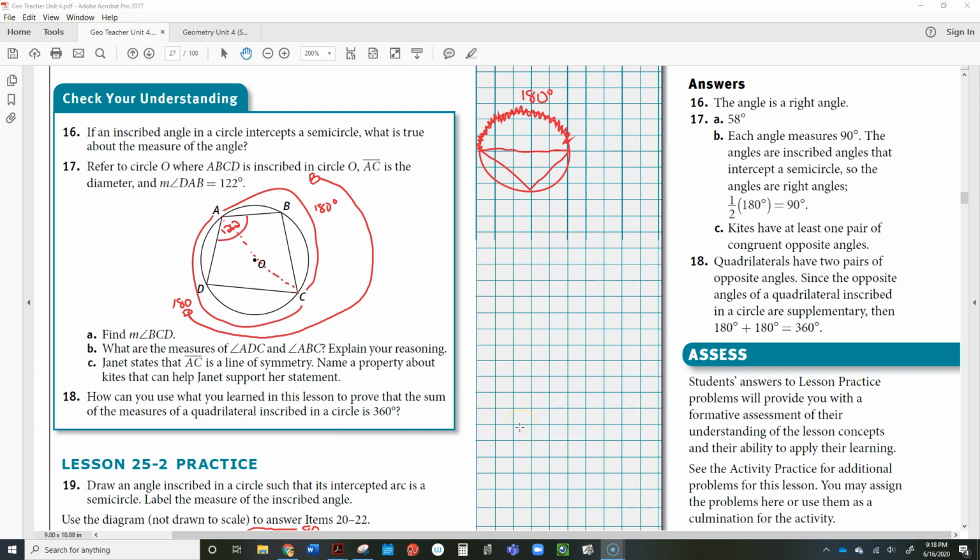Okay, this is the 25-2, the inscribed angle lesson. This is the check your understanding and the lesson practice answers.